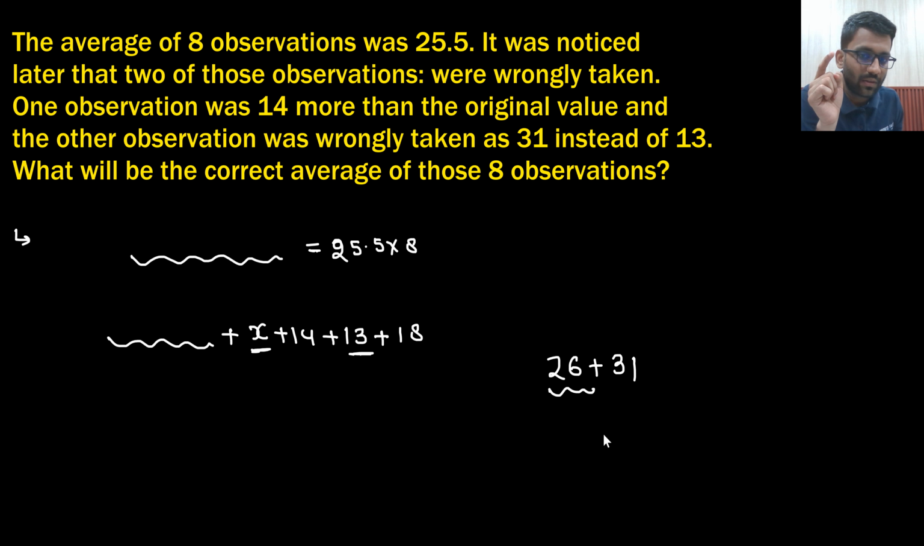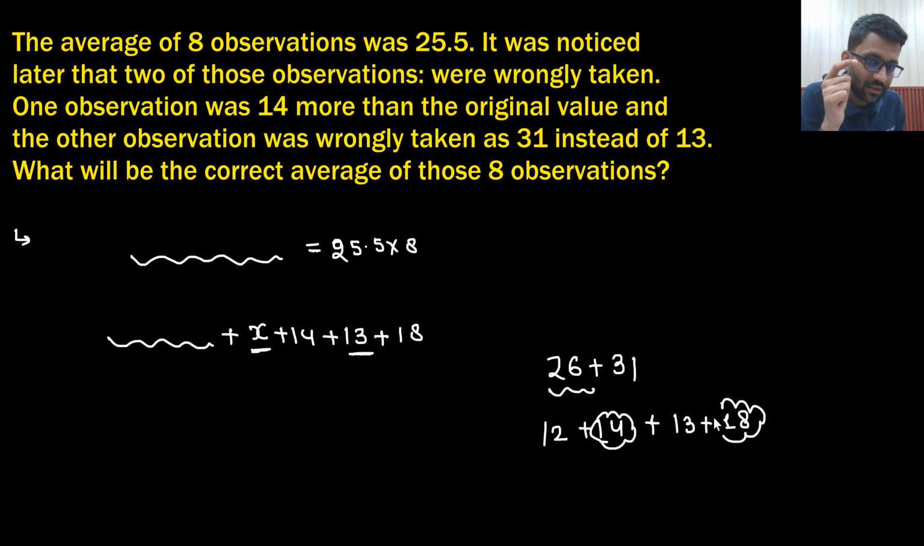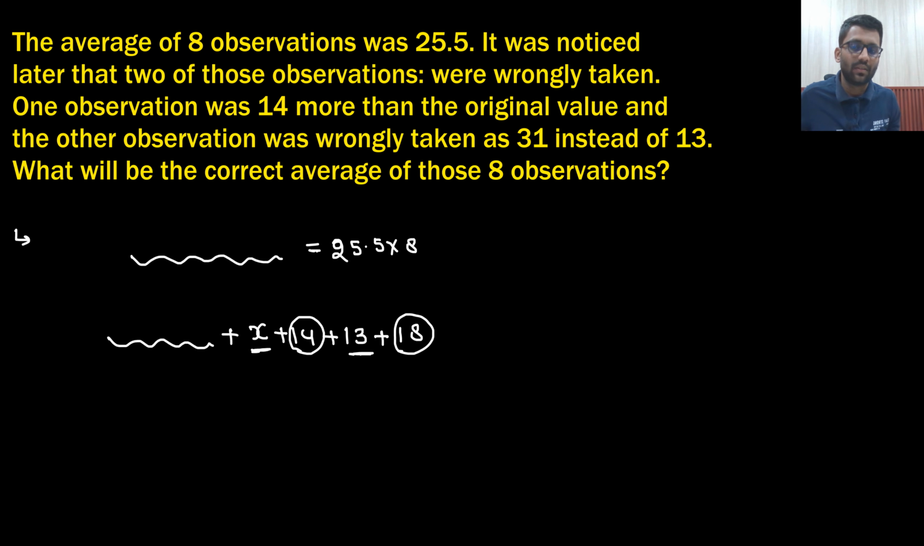One was 14 more. That means here 12 should be written, so 14 is extra. And one observation was wrongly taken as 31 instead of 13. So here 13 should be written. That means 18 is extra. So these you don't want in the total addition.